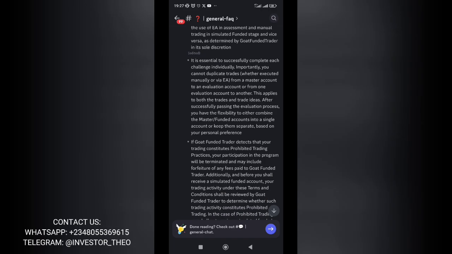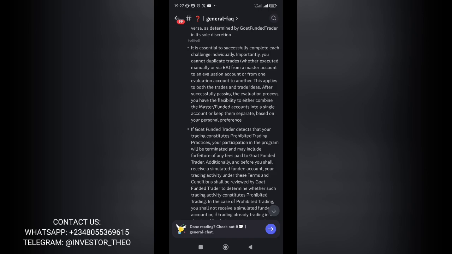All right. So it is essential to successfully complete each challenge individually. Importantly, you cannot duplicate trades, whether executed manually or via EA, from master accounts to an evaluation account or from one evaluation account to another. So this applies to both the trades and trade ideas. After successfully passing the evaluation process, you have flexibility to either combine the master funded accounts into a single account or keep them separate based on your personal preference. So they're telling you that you need to trade each trade independently.